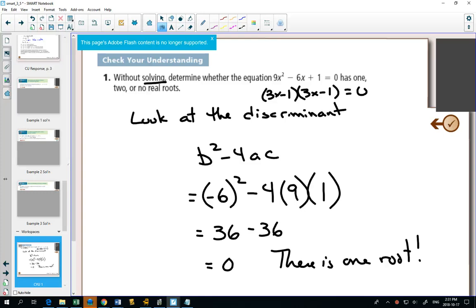So my one root, if I solved it, would be x equals 1/3. That's solving the equation, coming up that the solution is x equals 1/3. Just looking at the discriminant and finding out that our discriminant is equal to 0, that just tells us there's one root. Okay, questions for practice? 4, 5, 7, and 12.